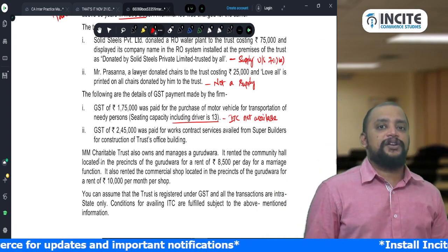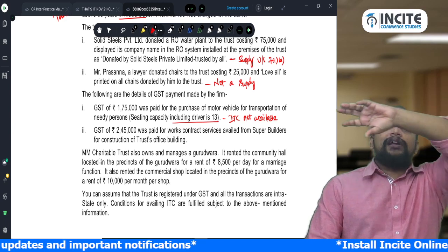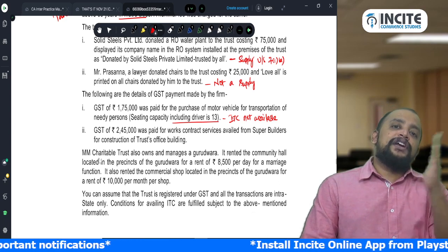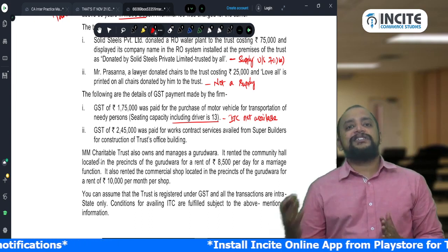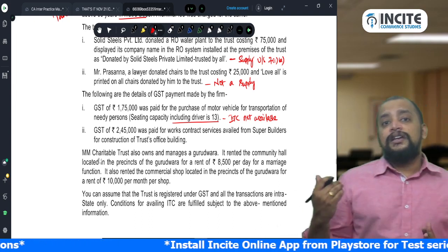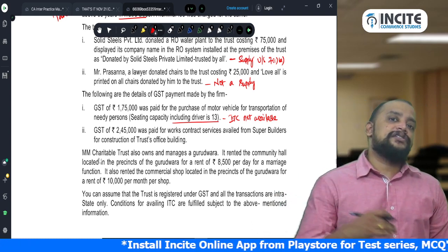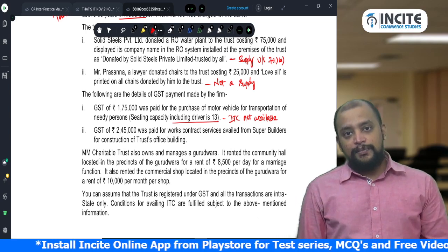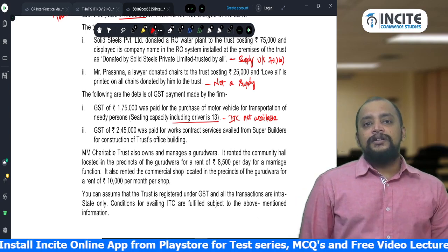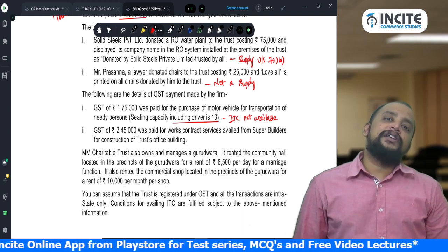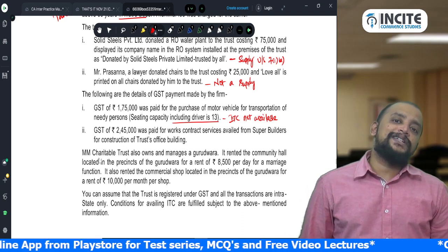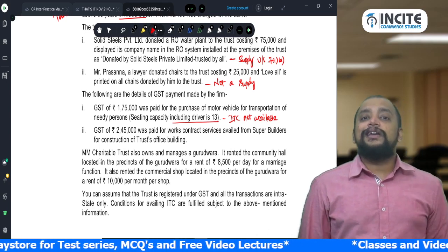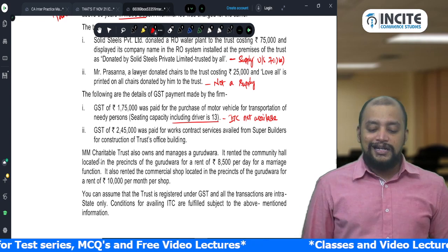Section 17 subsection 5. So we have motor vehicles designed to transport persons. So that divides into 2: capacity does not exceed 13, and capacity exceeds 13. Capacity exceeding 13 is not a blocked credit. Capacity not exceeding 13 is further divided: first point is further supply, second point is used in the business of transportation of passengers, and third point is for imparting driving skills. So in these three cases ITC is available, in other cases ITC is not available.